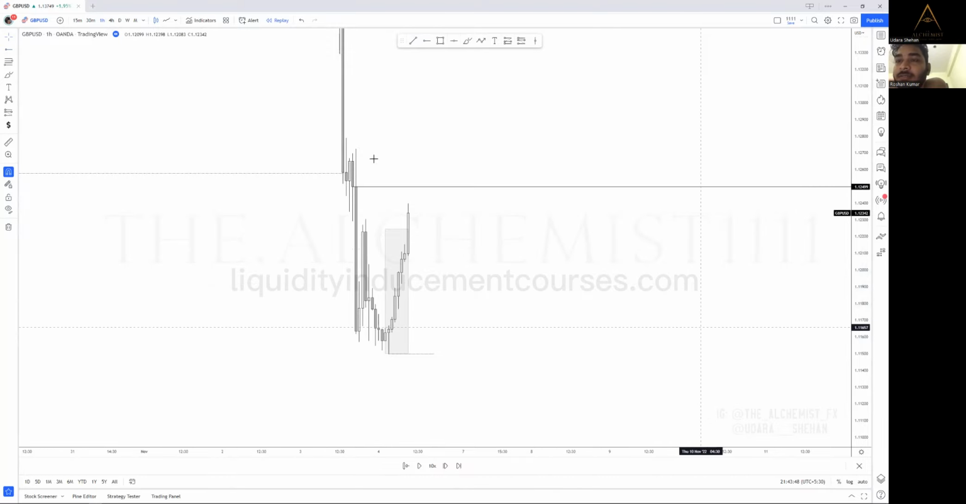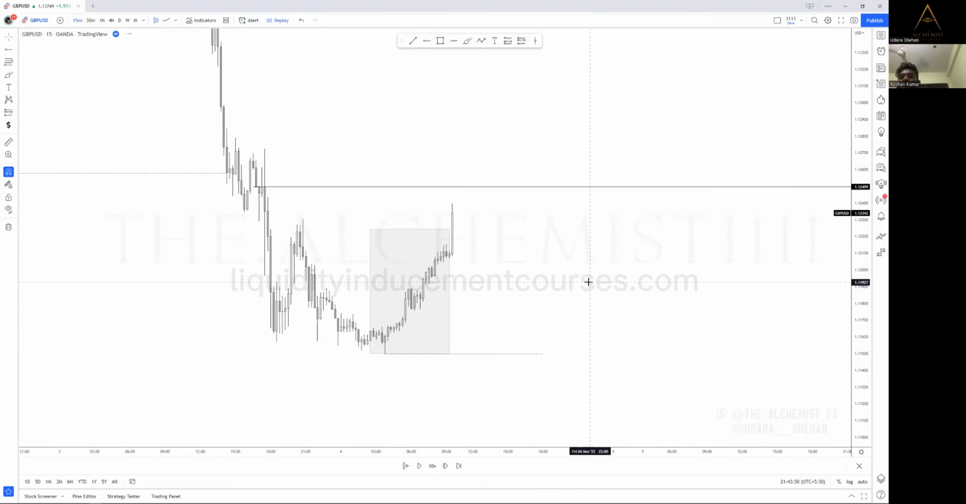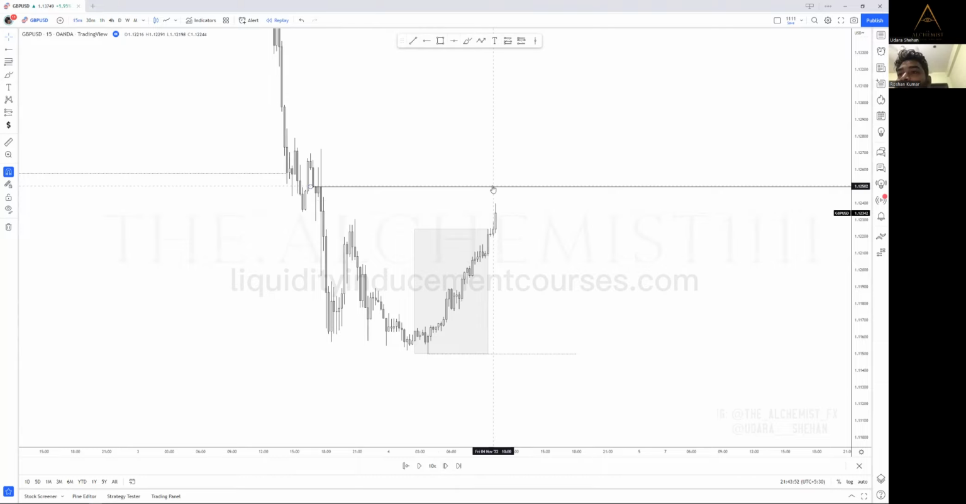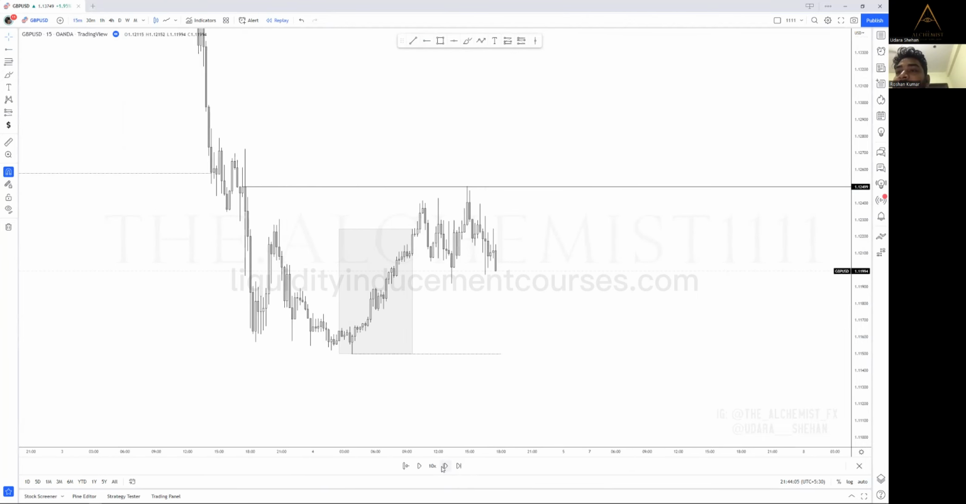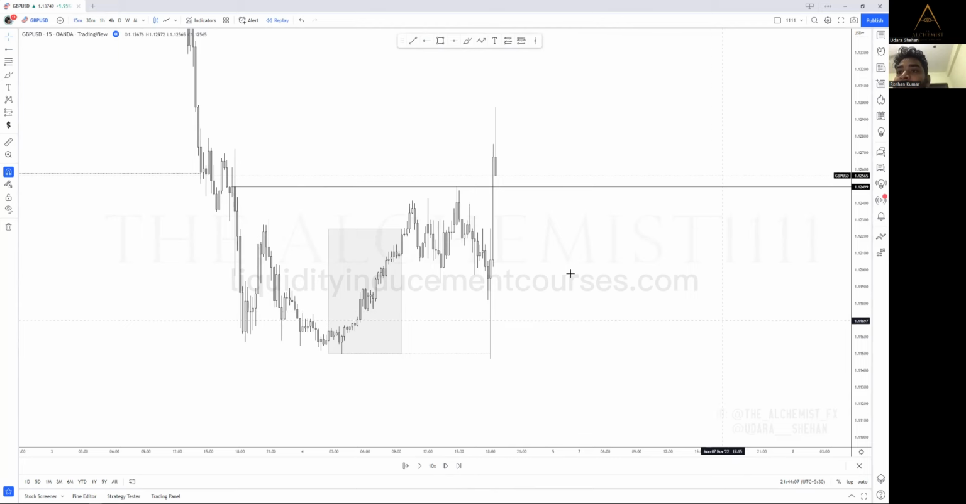See that? Look at the reaction from this level. I had this zone marked out, but we had news too, so I did not want to take the trade. I did not think it would play out, but look at what happened. Whoa, there it comes into the Asian low. Can you see that? So ignore this move. We couldn't get in on the buy.